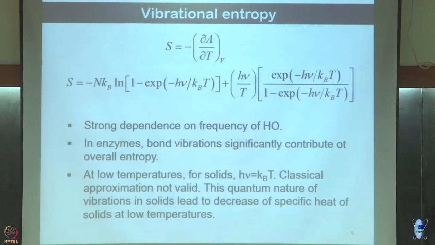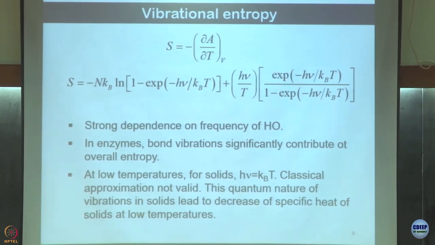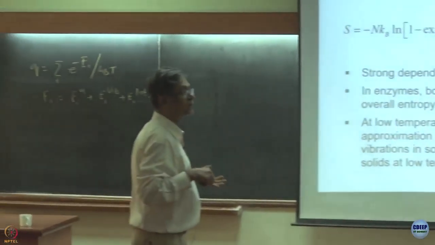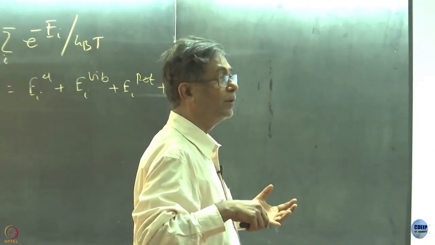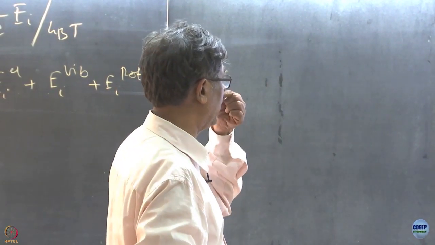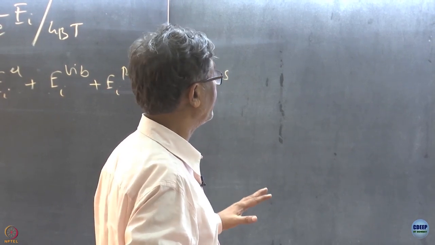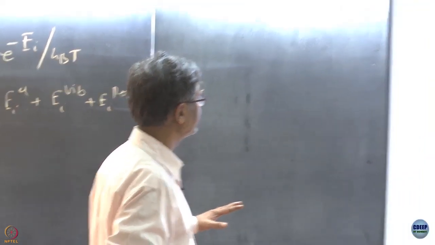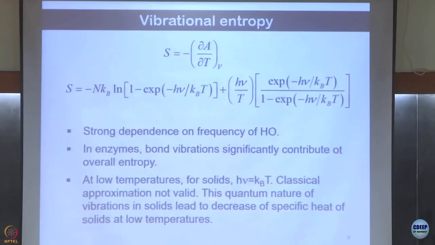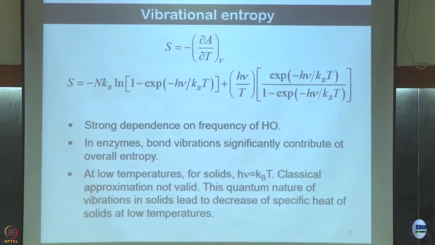However, when you have big proteins, there are many vibrational modes which are low frequency, which are conformational vibrations: DNA, enzymes, proteins, or even when you are looking at low temperature glasses. So, at low temperature for solids, the classical approximation is, of course, not valid, but the quantum nature of vibration leads to a decrease in the specific heat. This is the famous lowering of specific heat with the temperature, remember.